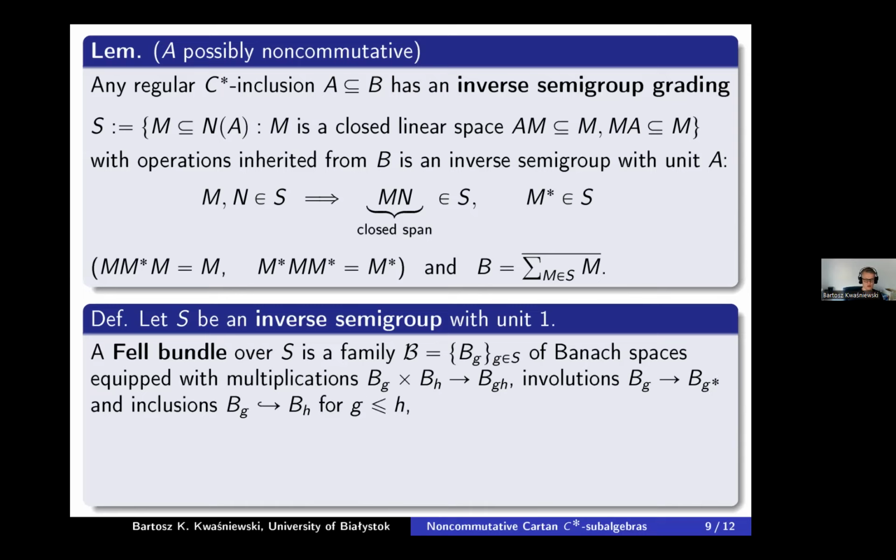And we also have these inclusion maps. So we want to have B_g embedded into B_h whenever g is smaller than h. In this inverse semigroup, we have lots of idempotents that define this partial order. So g is not greater than h if there is an idempotent such that h times this idempotent is g, so we can restrict it.